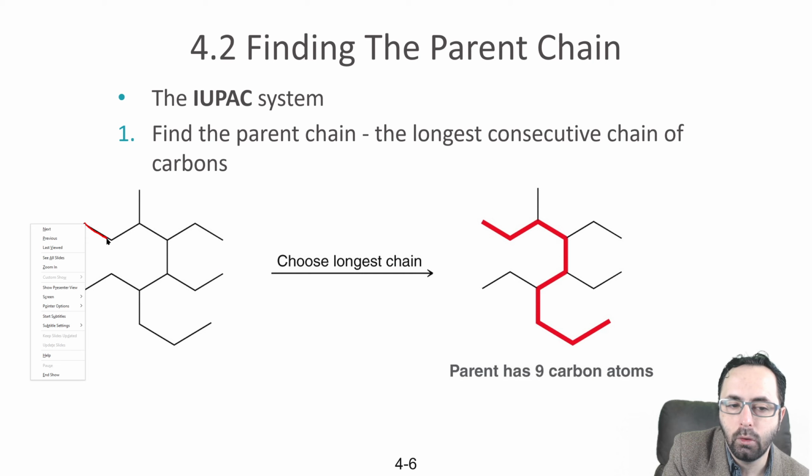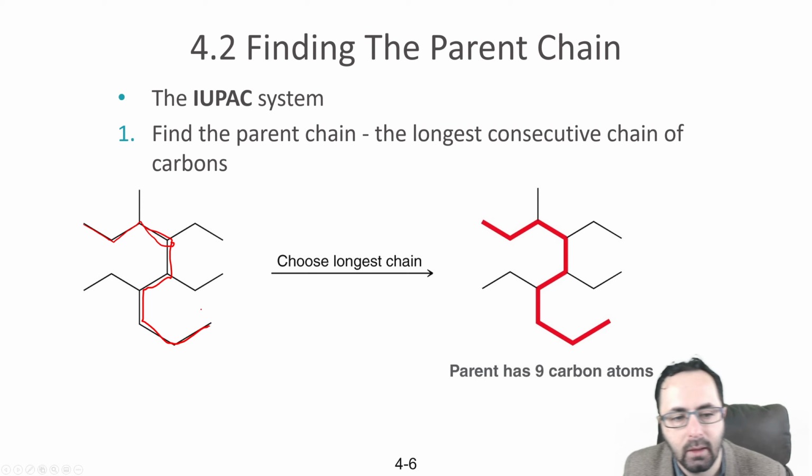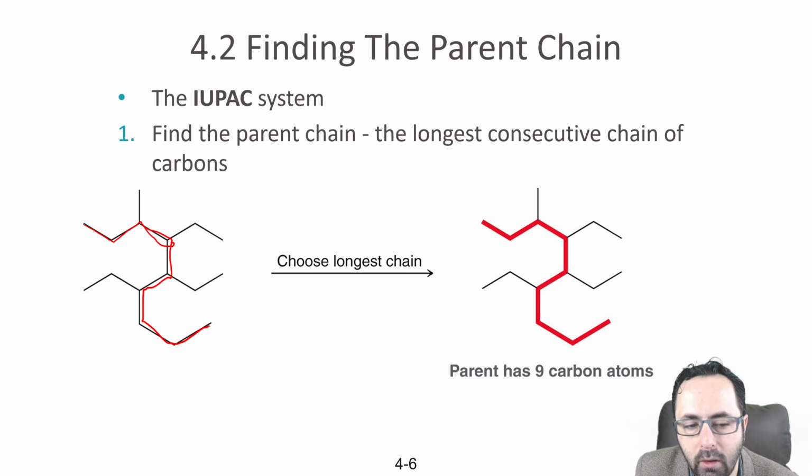1, 2, 3, 4. 1, 2, 3, 4, 5, 6, 7, 8. And so that's the longest pathway through this molecule. And so this will be the main carbon chain. Now, usually when people draw these, they draw the longest carbon chain left to right because it's easier to see where the longest chain is. However, that will not always be the case. So you always have to go through and check the longest chain.